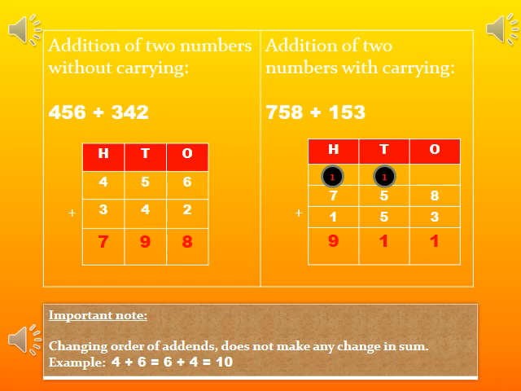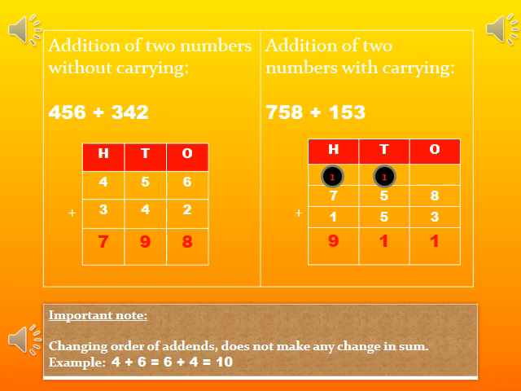Again we cannot write 11 in tens column. So ones place digit will be written in tens column and 1 will be carried to hundreds place. Now add hundreds place. 7 plus 1, 8. 1 carry, 8 plus 1, 9. Okay, so 9 will be written in hundreds column. So after adding 758 and 153, we get 911.